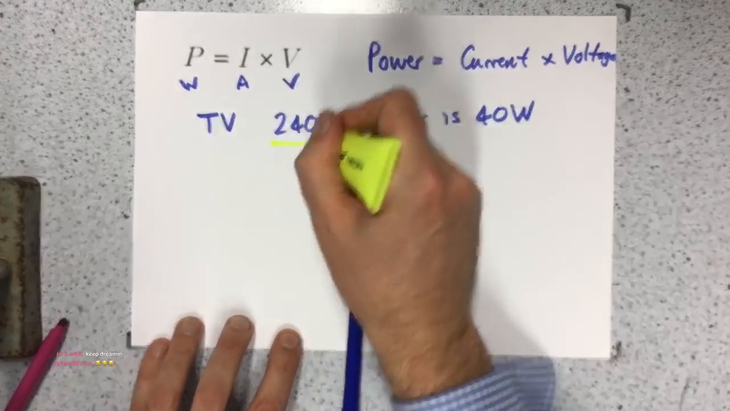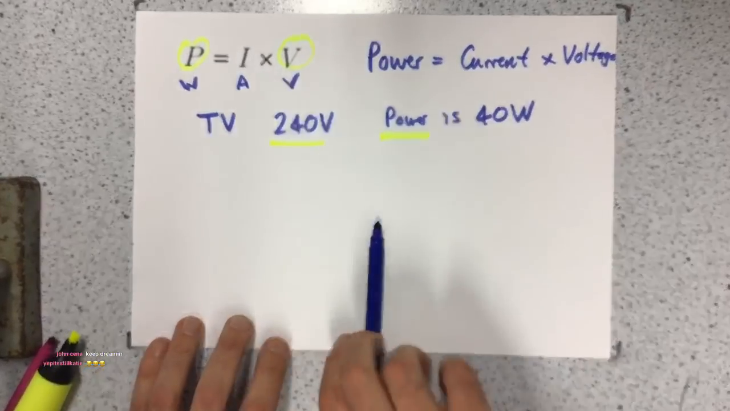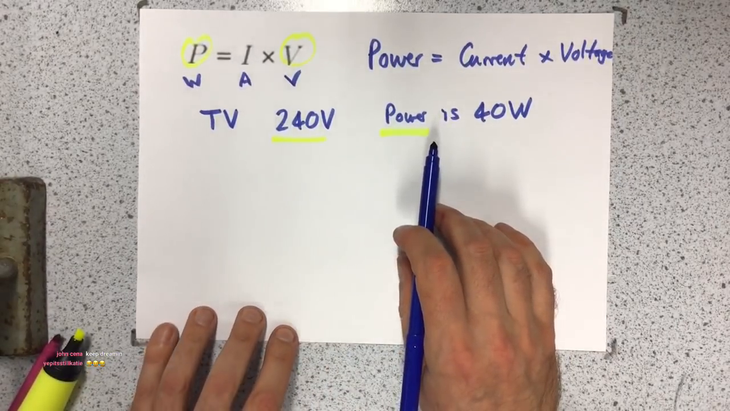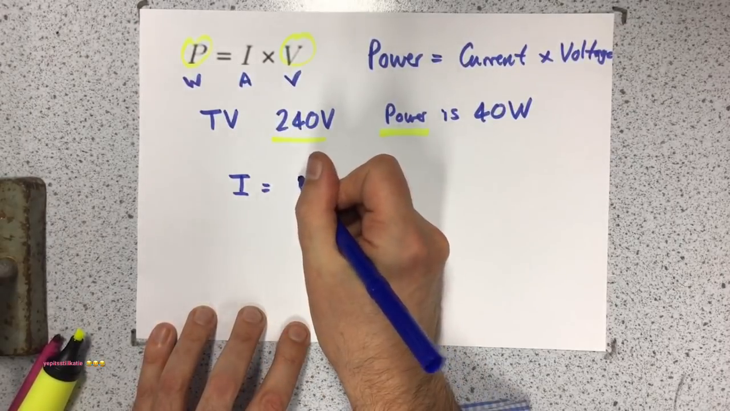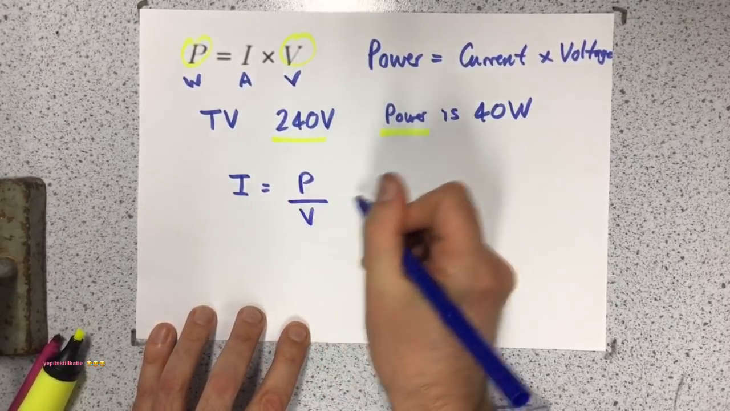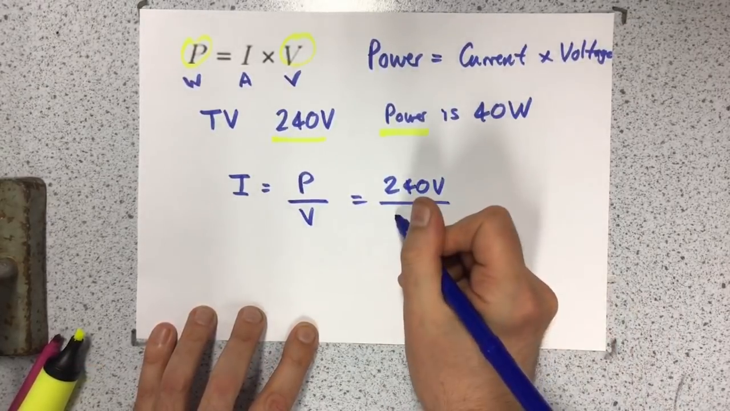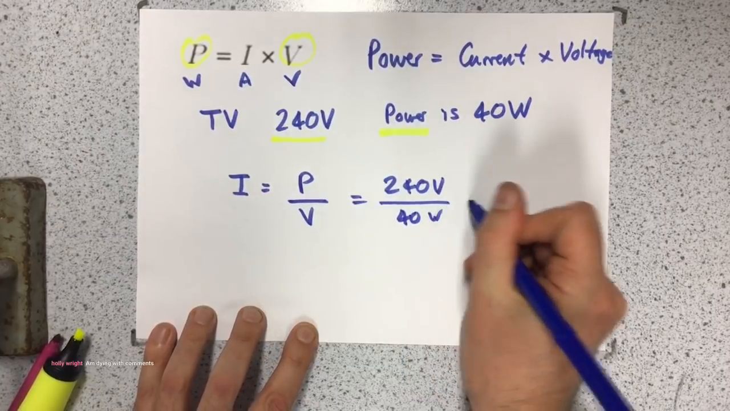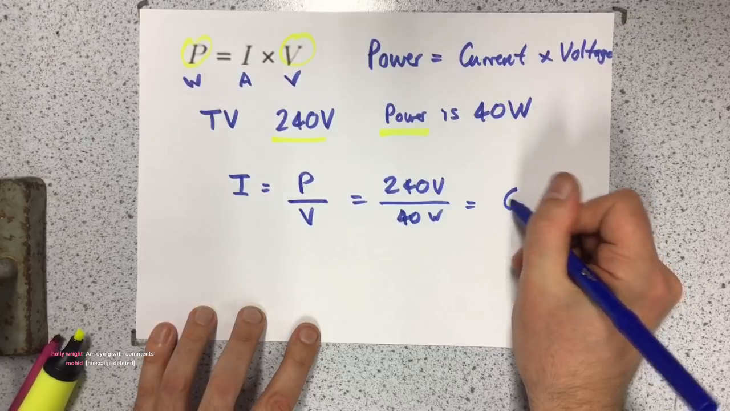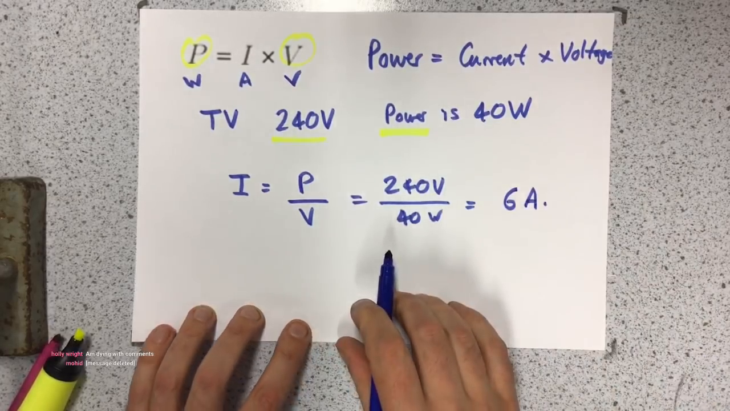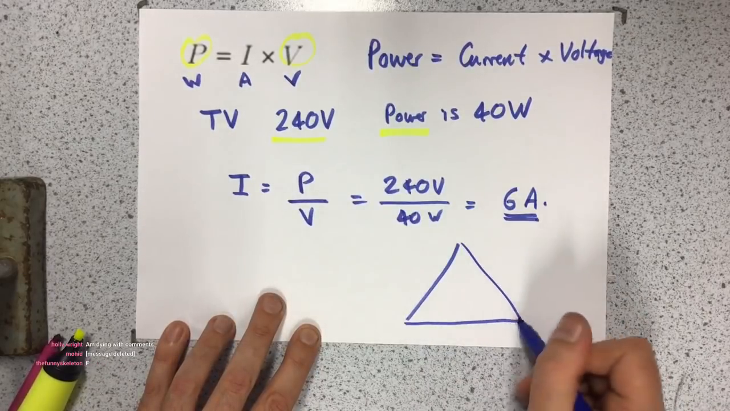Right? So, what do we know? We've got our voltage, our power, and we don't know I. So you could be asked on the higher paper, for example, to work out that I is equal to the power of the appliance divided by the voltage, which would be 40 watts divided by 240 volts, which gives you a current of 6 amps. Okay, nice and straightforward. Here's your triangle for that.